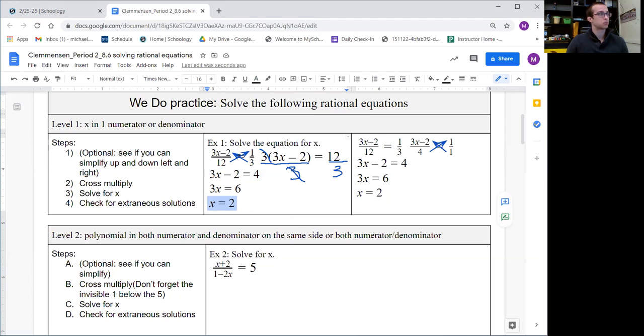Following these steps. Are there any questions on step 1, 2, or 3 before we move on to step 4? Checking to see if it is an extraneous solution.